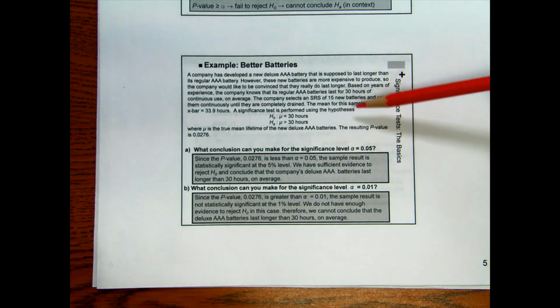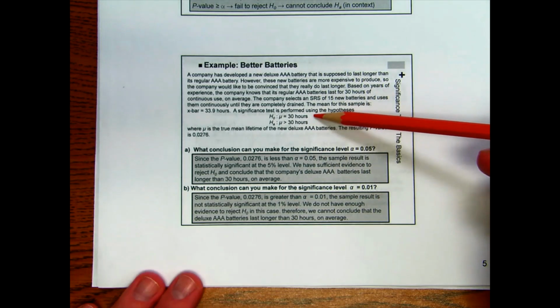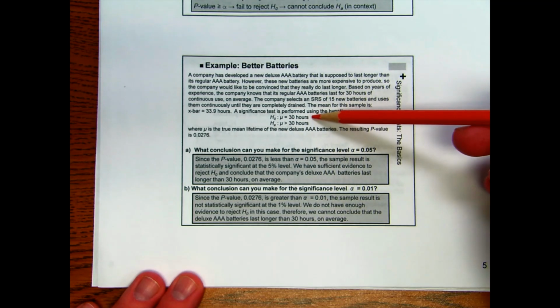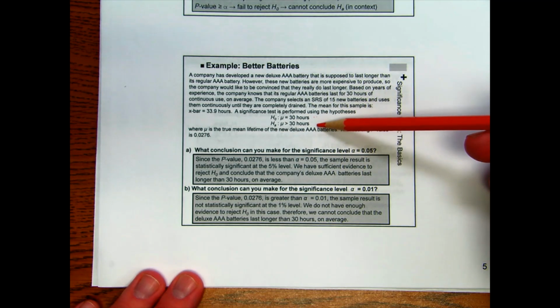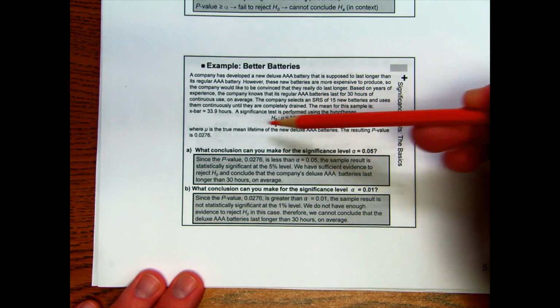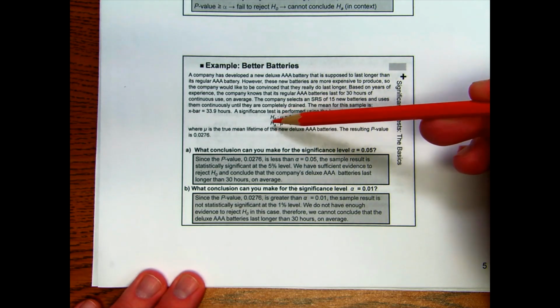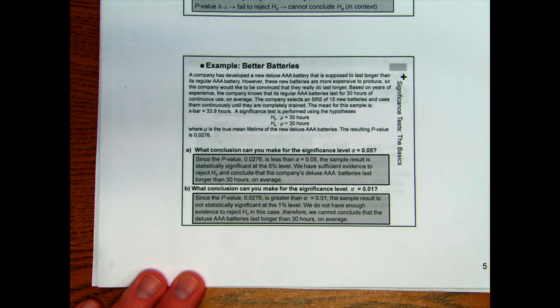A significance test is performed using the hypotheses. The HO is the status quo, things are as usual, the baseline we're going to compare things to: that the true mean is 30 hours, the industry standard at this particular moment. We would like to show that our new batteries last more than 30 hours. Whatever variable you use here, you have to specifically define it, where mu is the true mean lifetime of the new deluxe AAA batteries. And make sure the HO has an equals. The HA is an inequality that doesn't include an equals.